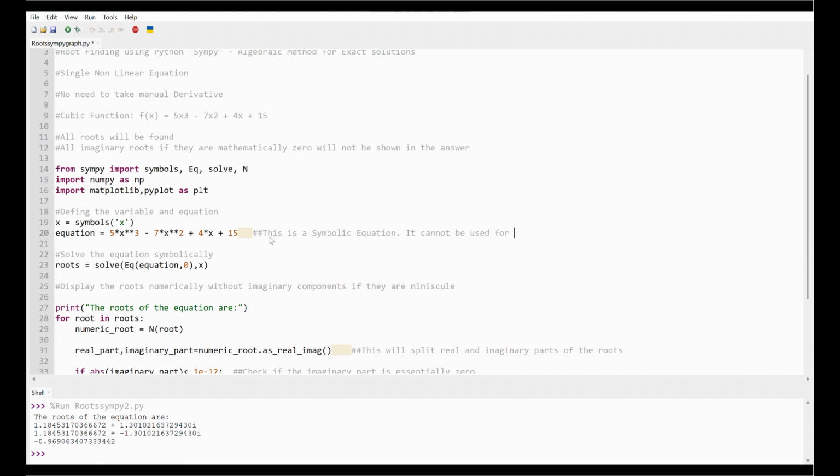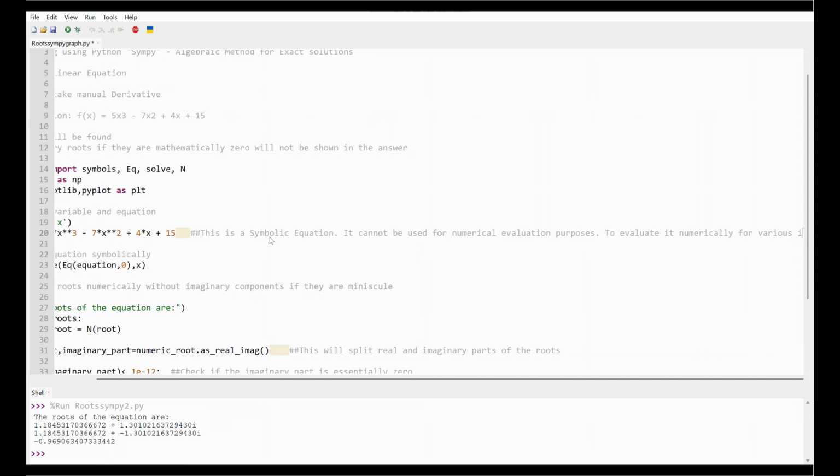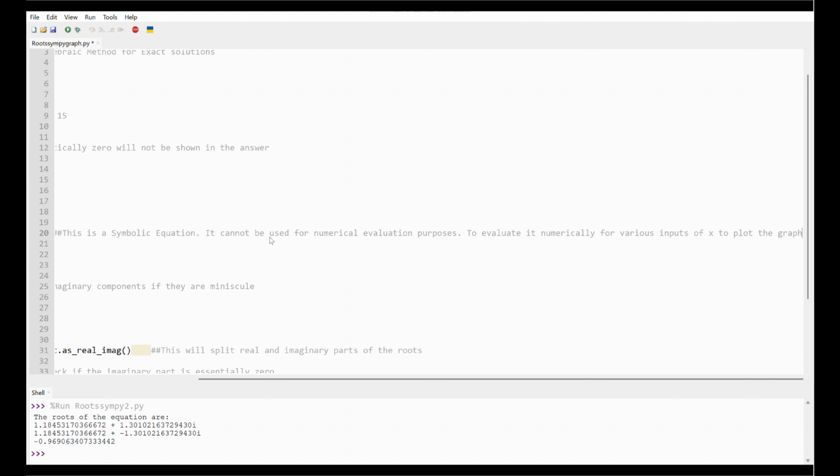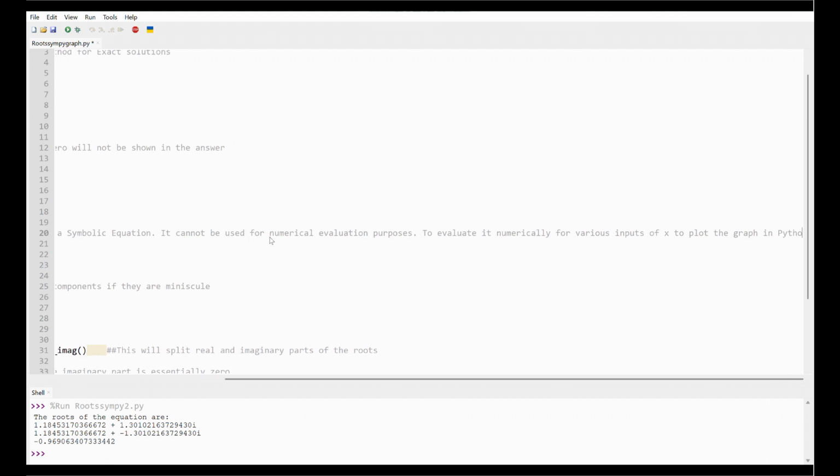Whenever we plot a function, in this case y is equal to 5x cubed minus 7x squared plus 4x plus 15, we will plot it by taking different values of x, then finding out what the y is, and then plotting those xy points on the graph. You cannot do that with a symbolic equation, so you have to convert the symbolic equation to a Python function, which will then be used to input values of x to find values of y, and those xy coordinates will be used to plot the graph. So that's what I'm doing over here, just tweaking it a bit.